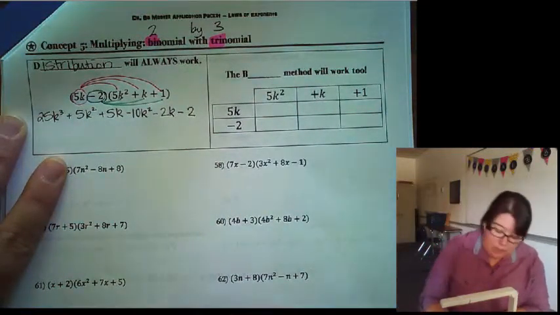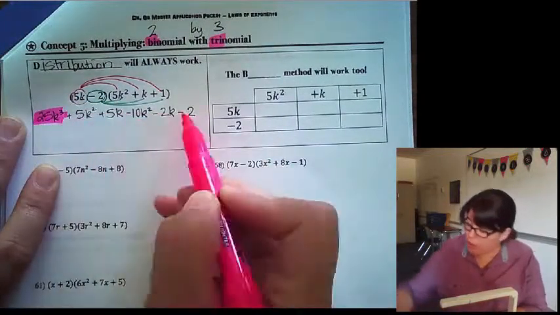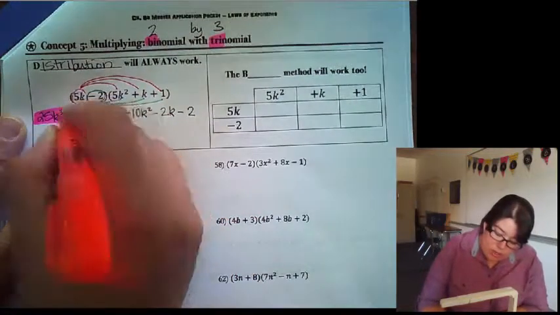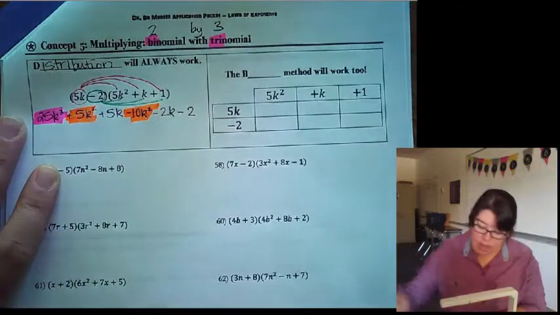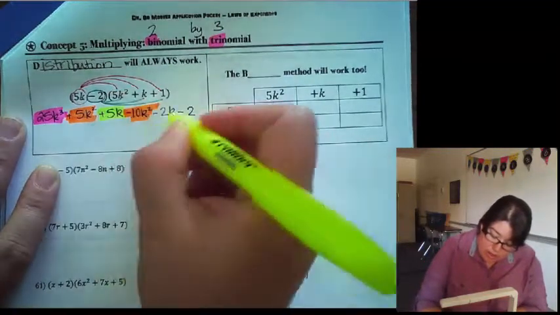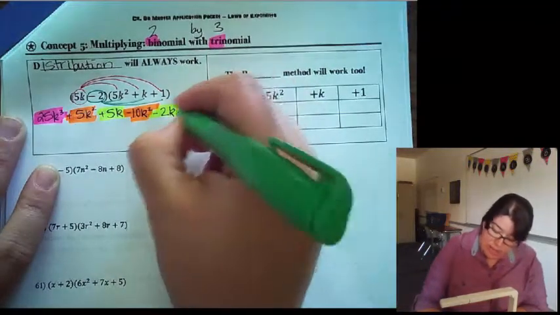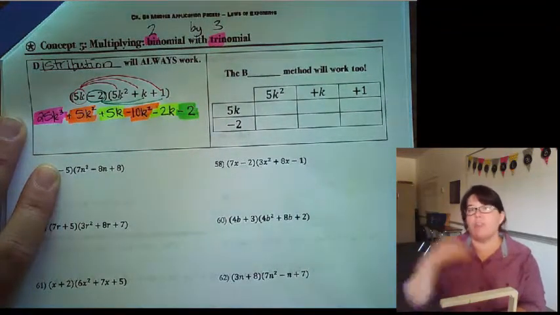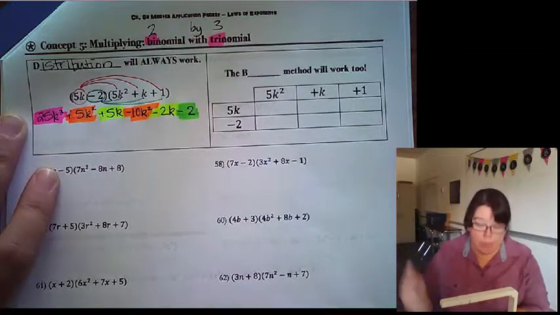Now we're going to look for like terms. So we have our cubed term, and there is no other cubed. We have our squared term, and oh, here's another squared. And then we have our regular k term. There's another k term. And then our negative 2 doesn't have any like terms, so it's by itself. And it will usually work out that way, where whatever is first and whatever is last probably won't combine with anything else. If it does, no big deal.